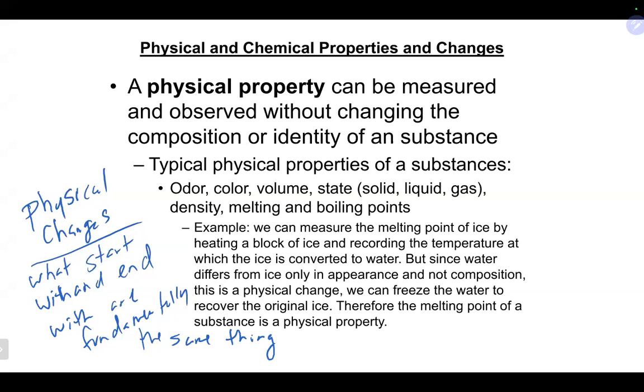If you take a piece of paper and rip it up, it's still paper, just in a million different pieces. You have a shirt you iron, still a shirt, fewer wrinkles. Anything where whatever you start with and whatever you end with is still fundamentally the exact same thing, even if it appears different, those are physical changes. The most common physical changes we deal with in chemistry are transitions from one state to the next, going from solid to liquid to gas. Any questions on that?